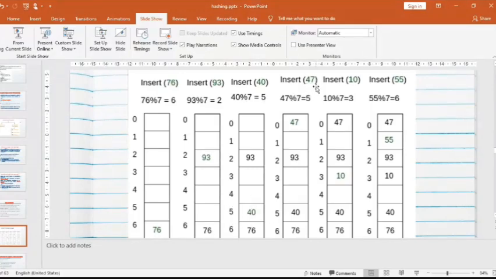Then next is 47. Remember this case. 47 means 47 mod 7, and the answer is 5. At the fifth location we had already placed one number, 40. So what is the location of this 47? Can you tell me?